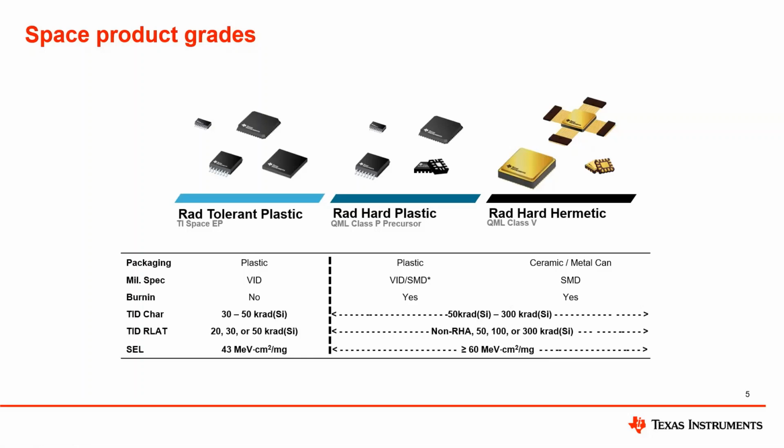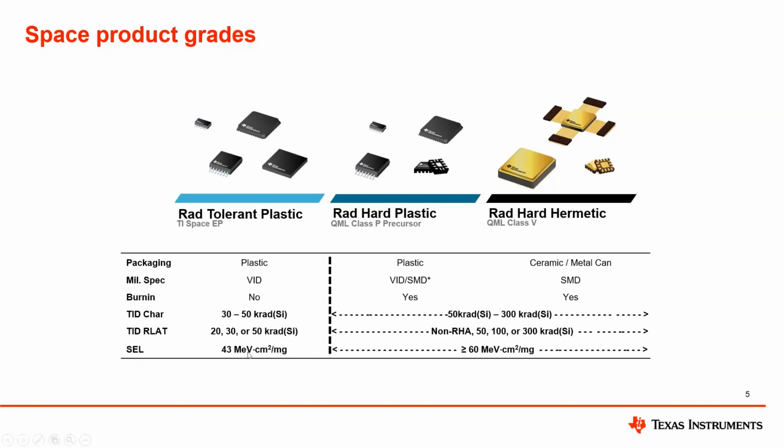So your rad-hard hermetic devices are your typical Class B, geared for the strictest of radiation environments or reliability levels for satellites. This follows the MIL-PRF-38535 spec, so it has a lot of different types of qualifications. We'll touch a little bit on that in the next slide.